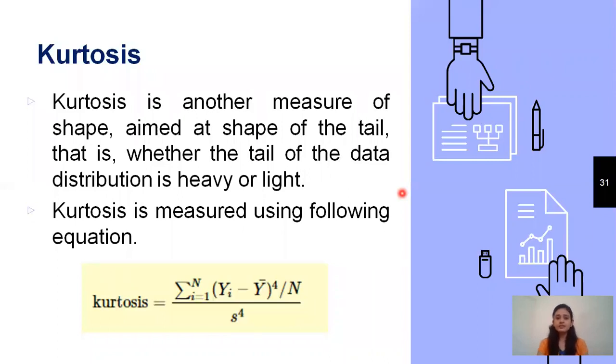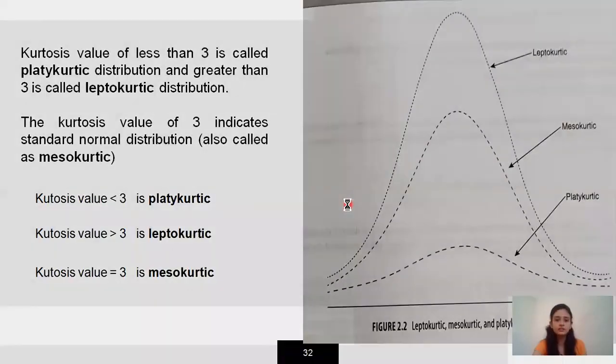Kurtosis is another measure of shape, which is aimed at the shape of the tail, that is, whether the tail of the data distribution is heavy or light. So this is the equation of the kurtosis.